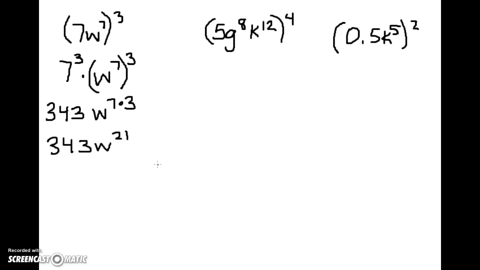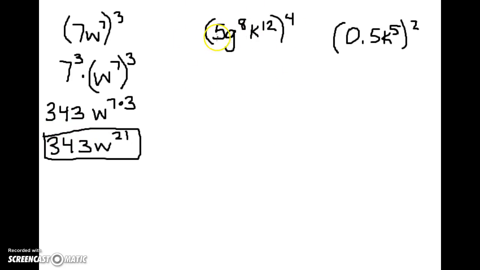Now I will check to see, okay, am I done? Is this in simplest form? Have I simplified completely? Those are all questions you might ask. Well, I only have one base here of w. There's no more power of powers. All my fractions are simplified because I don't have any, so I'd be done. So this would be my final answer here. There's nothing else I can do.